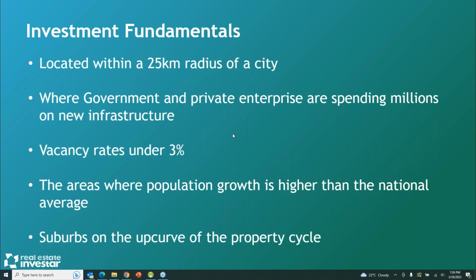are more important. Look for areas where the population growth is higher than the national average, and we talked about that Southeast Queensland market in numbers, and suburbs which are growing in infrastructure, growing in population, where private and government infrastructure is going on and developing.